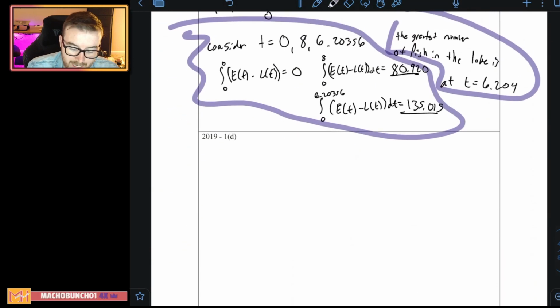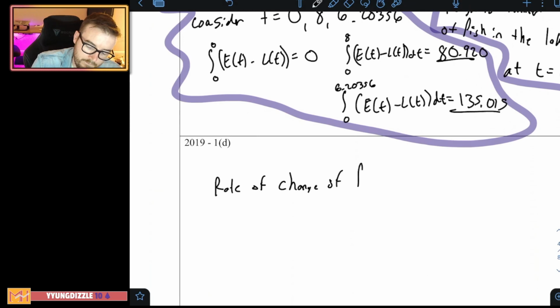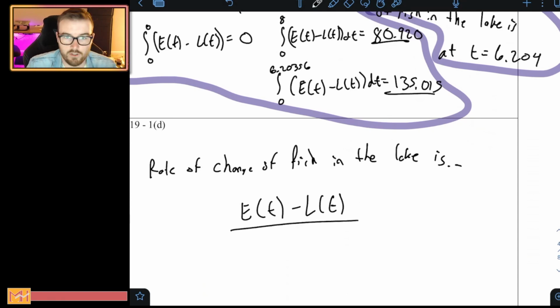So the rate of change, right, is this. So I'm in highlighter here. So the rate of change of fish in the lake, I'm writing this out more so for your benefit than it is like a final answer, is E of t minus L of t. Okay? This is the rate of change of fish, right? This is the rate of change of fish entering. This is the rate of change of fish leaving. So if you do that, that's the rate of change of fish in the lake.